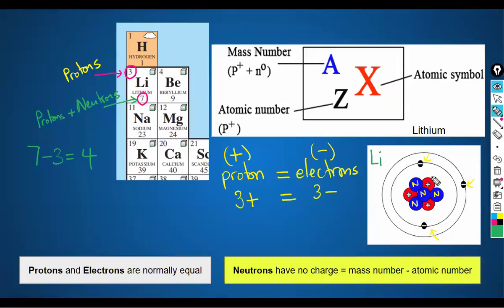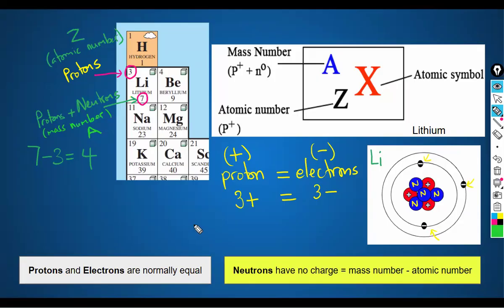Always. Okay? Right? Now, here's the thing. The 3, the smaller number, is actually called the atomic number. The atomic number. Let's put it in here. Atomic number. And the symbol for it is normally Z. Normally. Right? And the bigger number, when you add the protons and neutrons, its name is the mass number. And the symbol for it normally is the letter A.